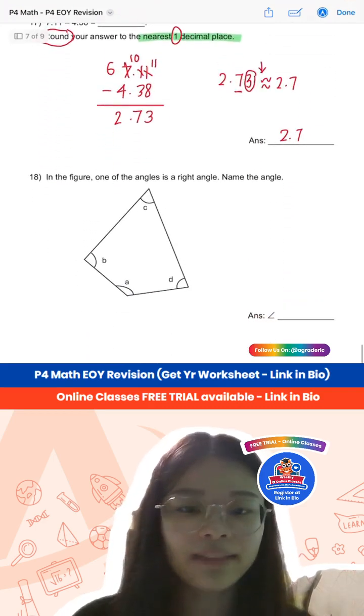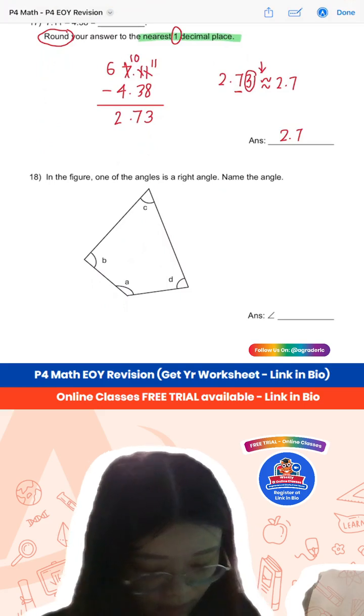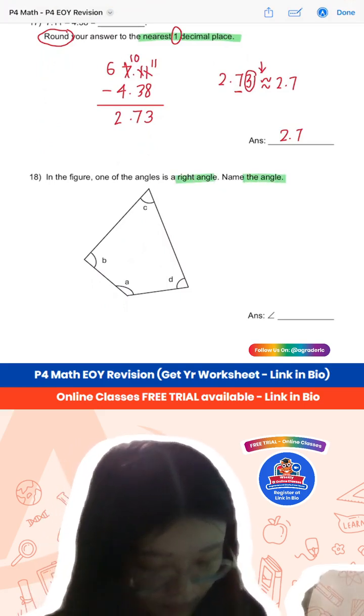Question 18. In the figure, one of the angles is a right angle. One of them only. Name the angle.